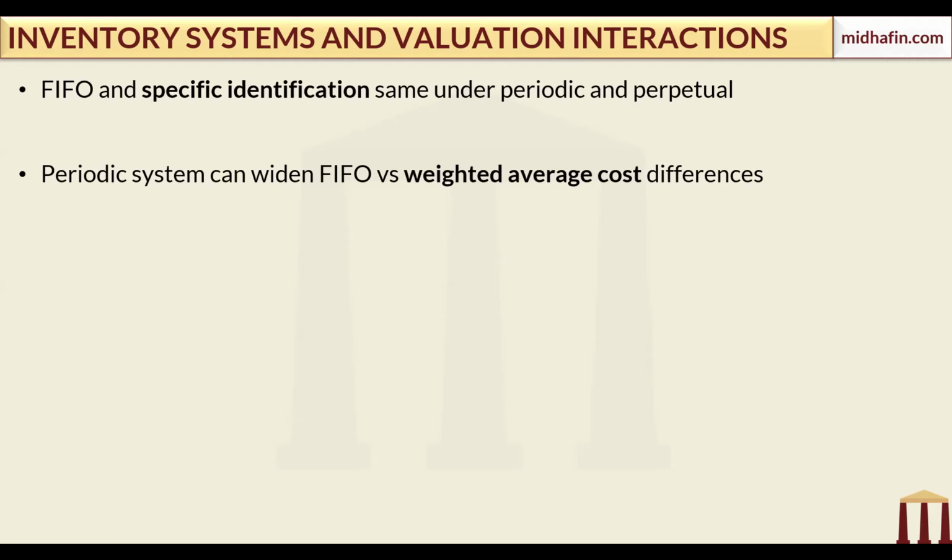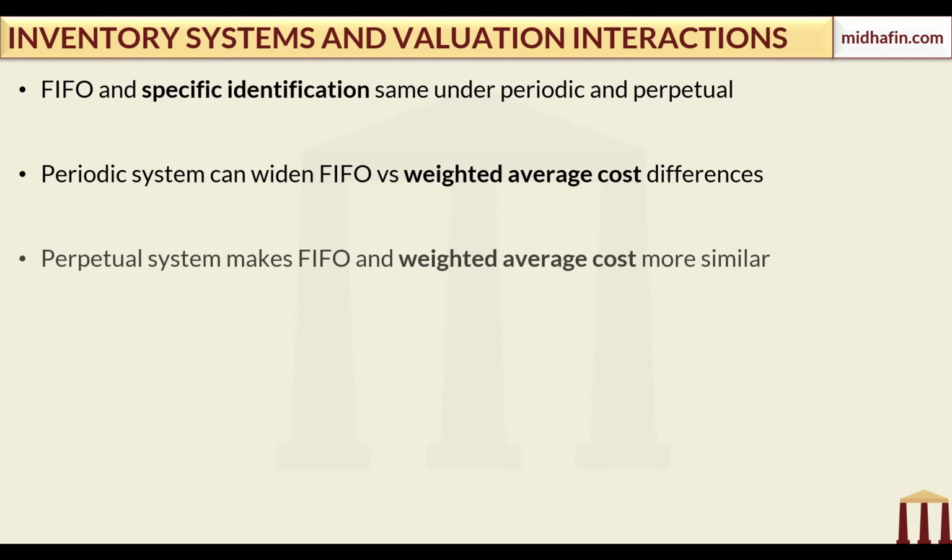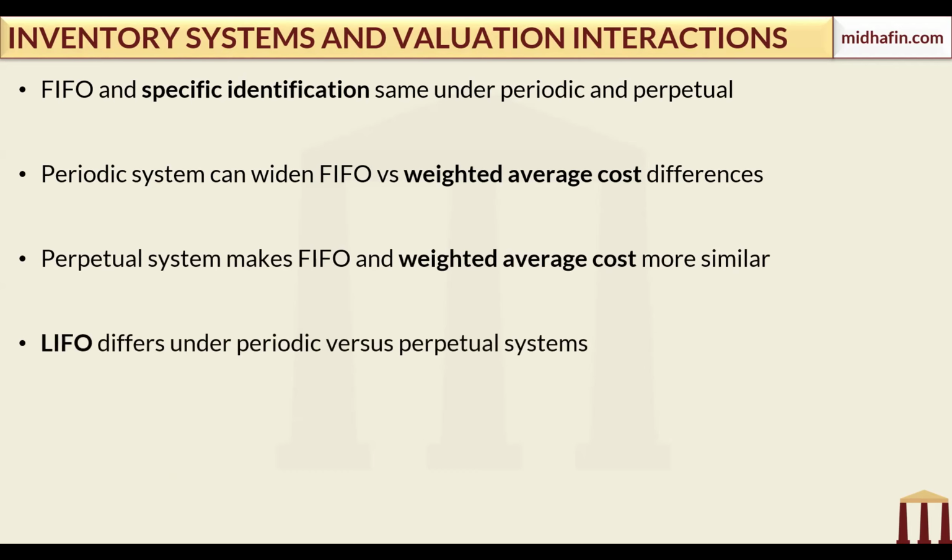So FIFO and specific identification will be the same, but FIFO and weighted average will be quite different. And the periodic system can actually widen that gap. But the perpetual system will make FIFO and weighted average cost more similar. LIFO will be different under periodic versus perpetual system.